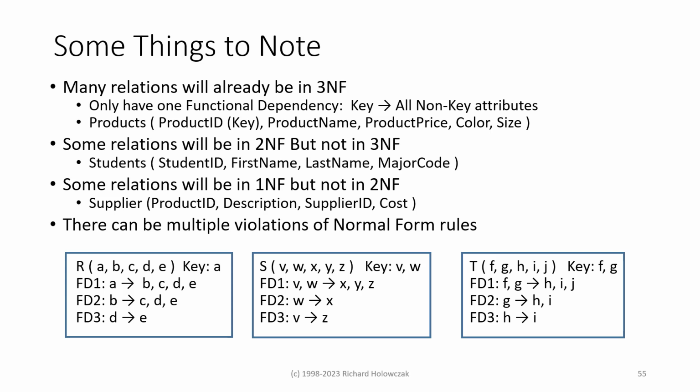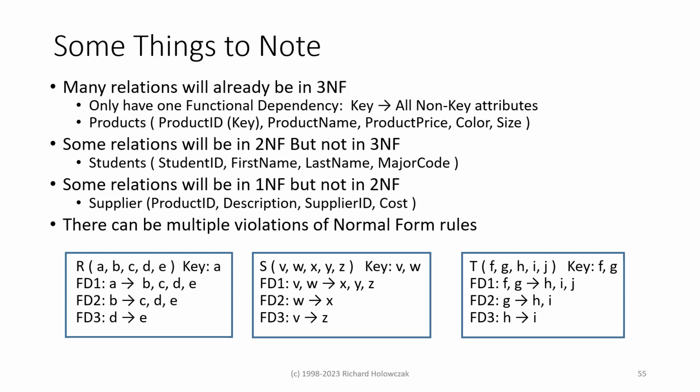If you've done good entity relationship modeling and you have a good way of converting that ER model over to your relational model, more than likely, most of your relations will already be in third normal form. Some relations will be in second normal form, but not third normal form, like we just saw with our students, and then we're going to have to normalize. Some relations will be in first normal form, but not even second normal form, like our supplier, and then we're going to have to normalize to fix it up.